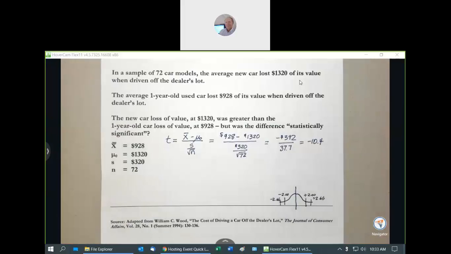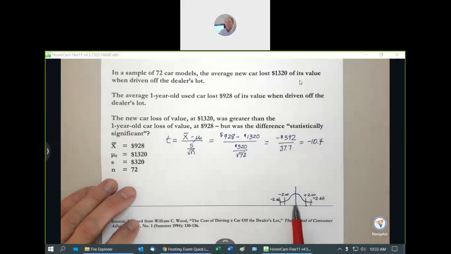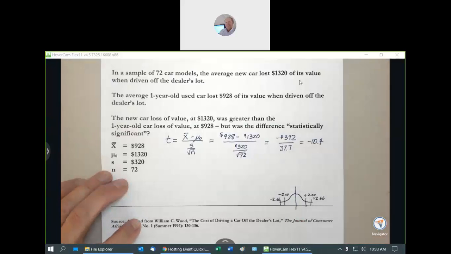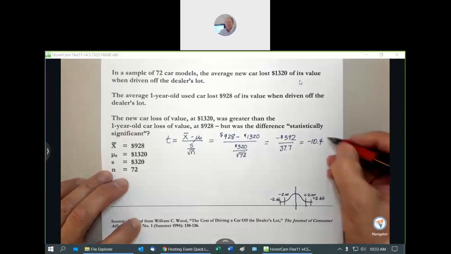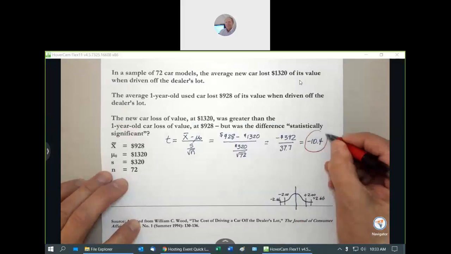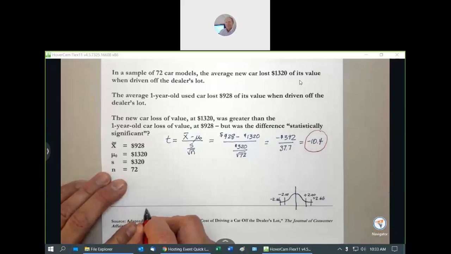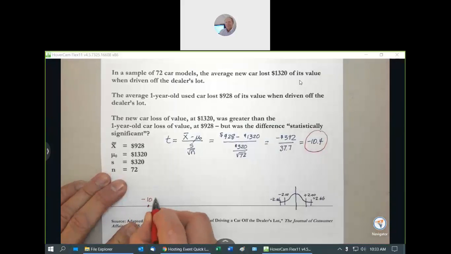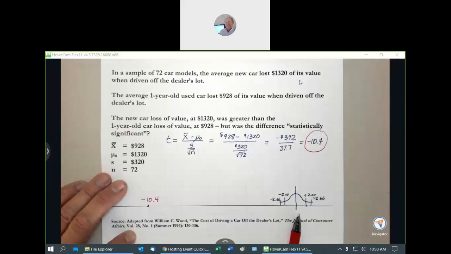So if the null hypothesis is correct, we're going to be getting a bunch of tests that come in right here in this region. But what is the value that we found? The value that we found was negative 10.4. The value that we found was way down here, minus 10.4. And so what that says is we can soundly reject the null hypothesis. Hey, we never believed it anyway. But we can soundly reject it.